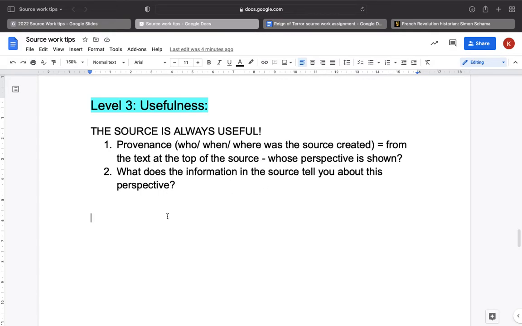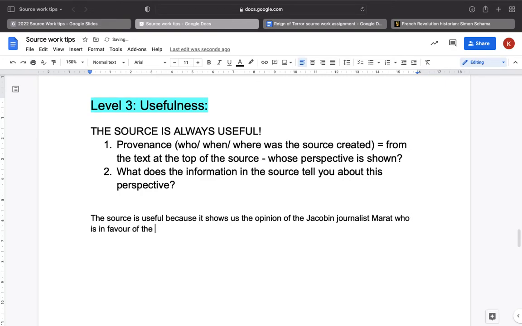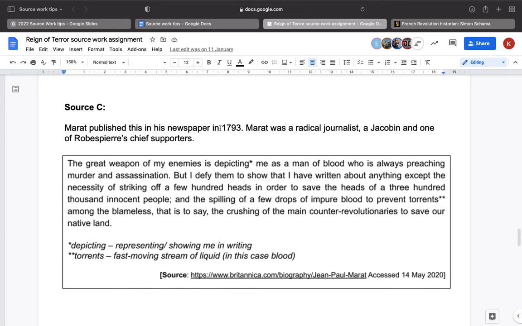But I could also write more. So if we're going to do this source together, we're going to say the source is useful because it shows us the opinion of the Jacobin journalist Marat, who is in favor of the Reign of Terror. So that would be 2 marks. Now, the other thing I might want to say in my answer is that it's from the time, so that's useful because it's a primary source.